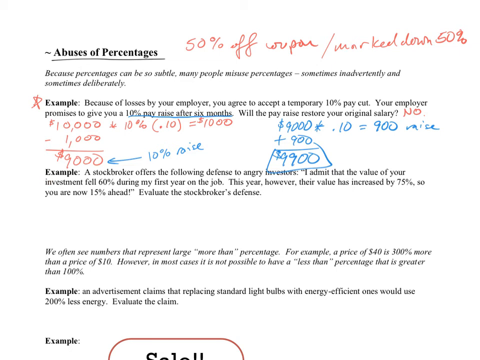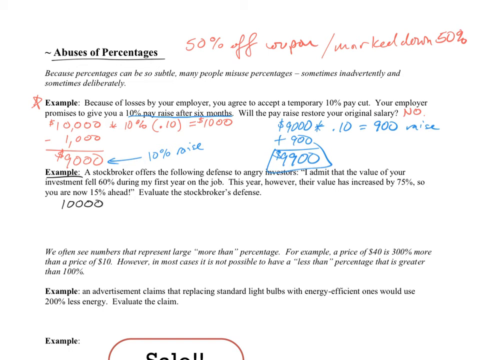The second example here. A stockbroker offers the following defense to angry investors. I admit that the value of your investment fell 60% during my first year on the job. This year, however, the value has increased by 75%. So now you are 15% ahead. We're just going to double check this stockbroker's numbers. Is the stockbroker correct?